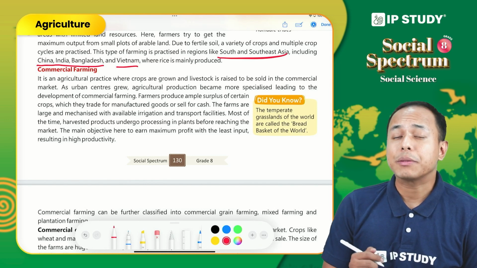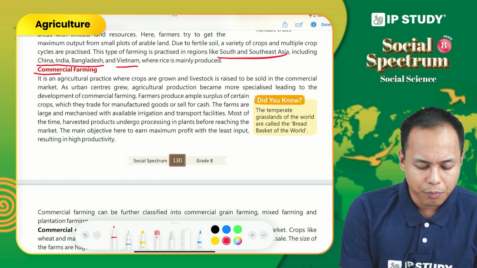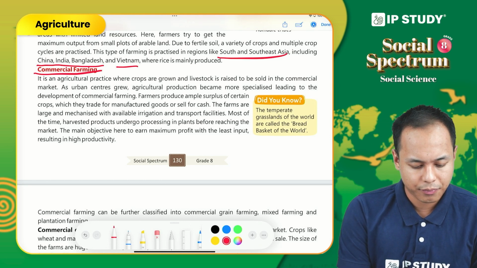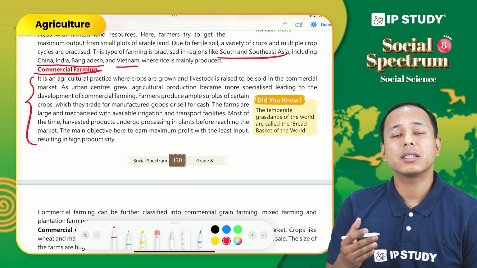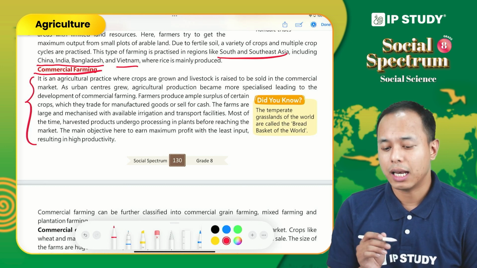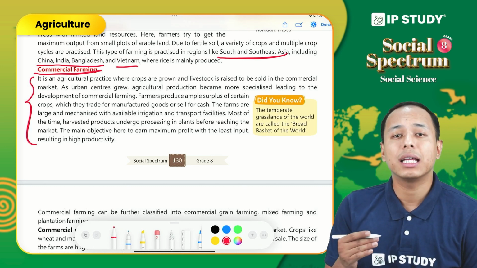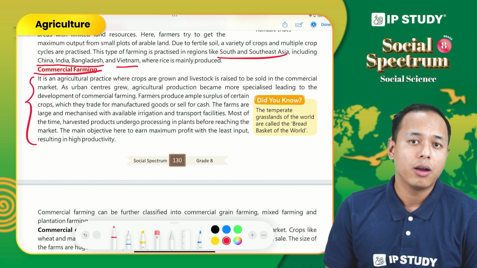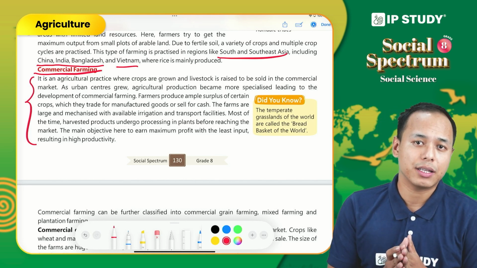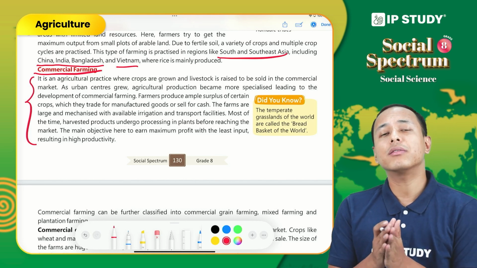So after subsistence farming, let us discuss commercial farming. Okay, so what is commercial farming? It is an agricultural method or process where crops are grown along with livestock, and it is sold in the commercial market. As urban areas grew, it led to specialization of agriculture, leading to the birth of commercial farming.